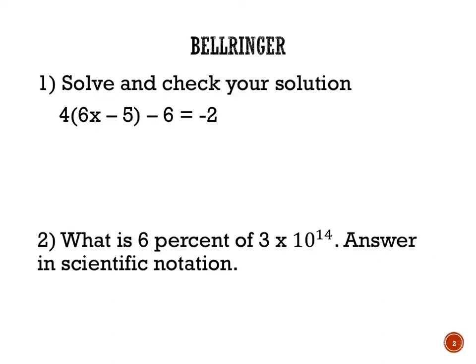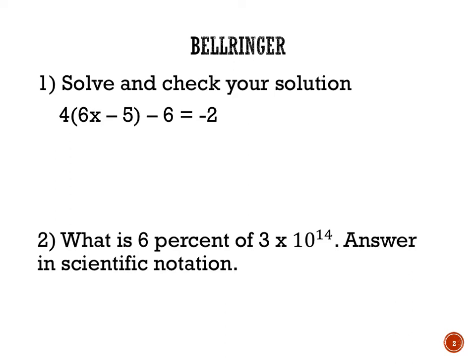Bell ringer. Solve and check your solution. 4 times 6x minus 5, minus 6 equals negative 2. The first thing you need to do is distribute your 4 into your parentheses.